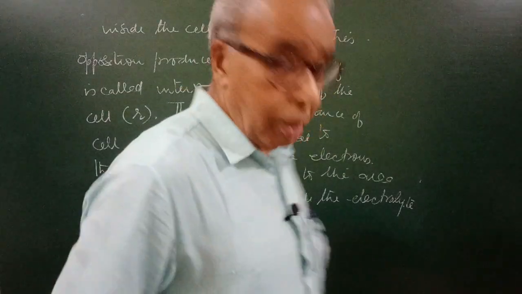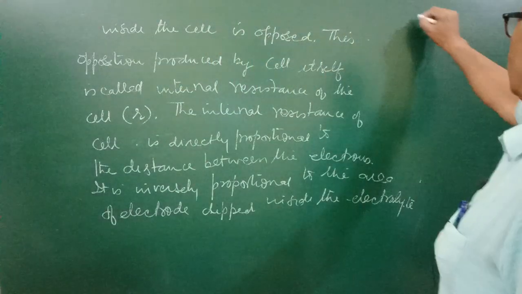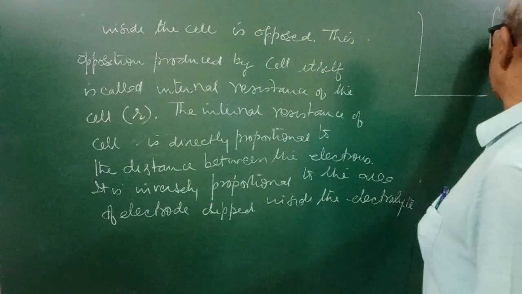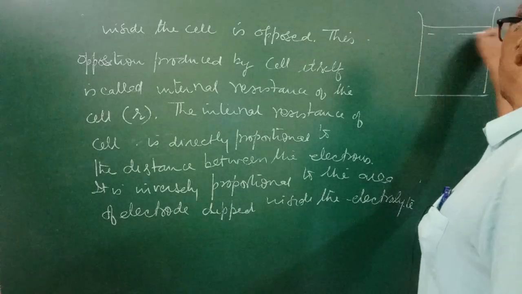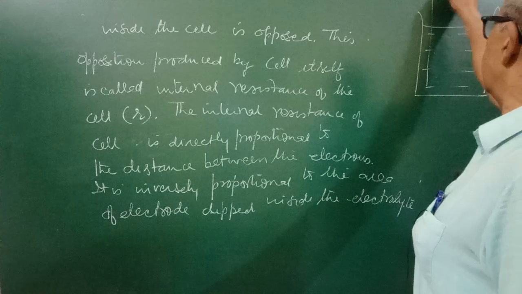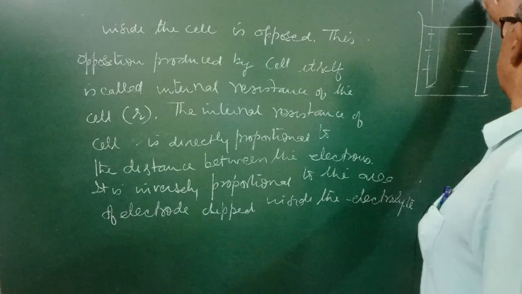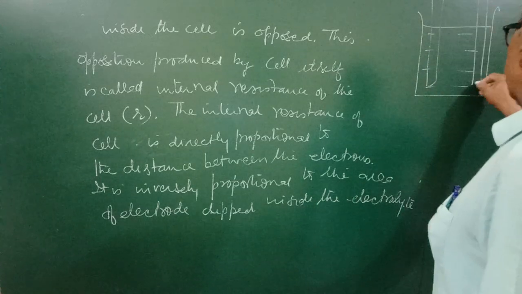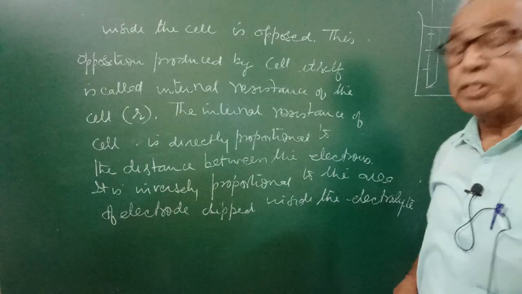Now understand the point. Suppose this cell here, this is electrolyte. So how much area of plate here is inside? Larger the area inside, lesser the resistance.